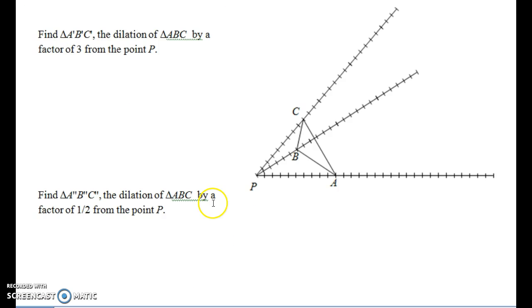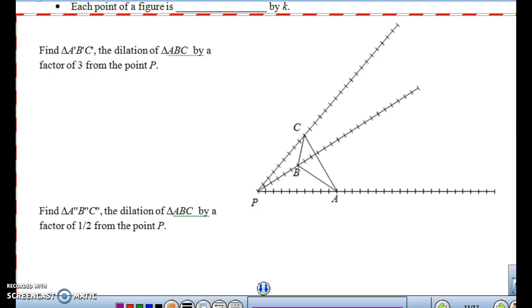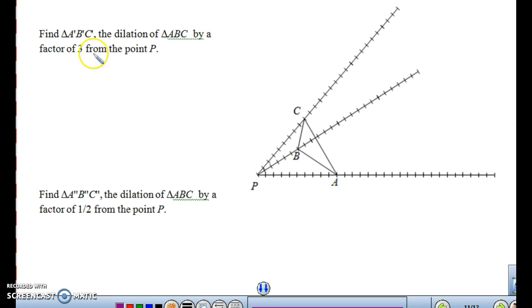Now let's try a problem with dilation. We are going to find triangle A prime, B prime, C prime, which is the dilation of triangle ABC by a factor of 3 from the point P. So each point will be 3 times the distance from P. If we are looking at the distance from P to A, which would be PA, if we count, it is 10. So the distance from P to A is 10.